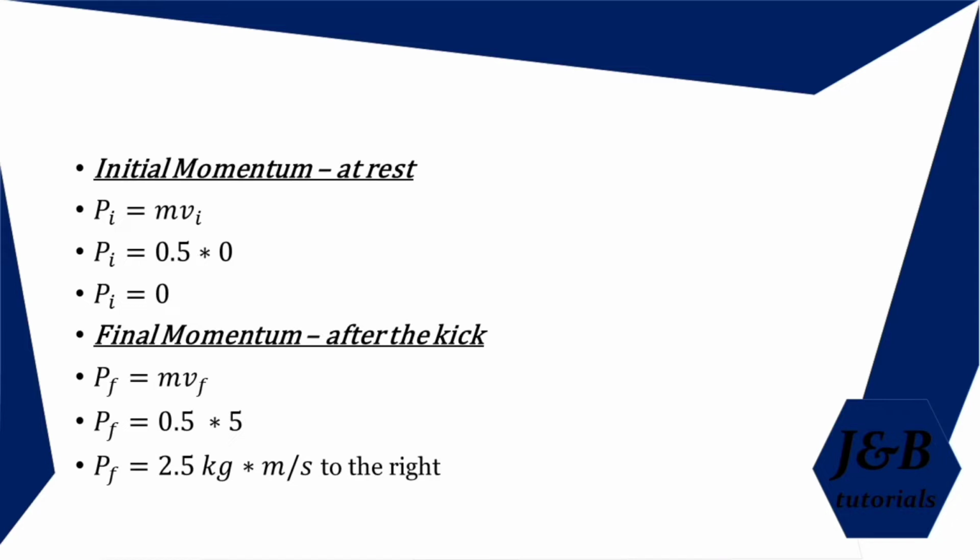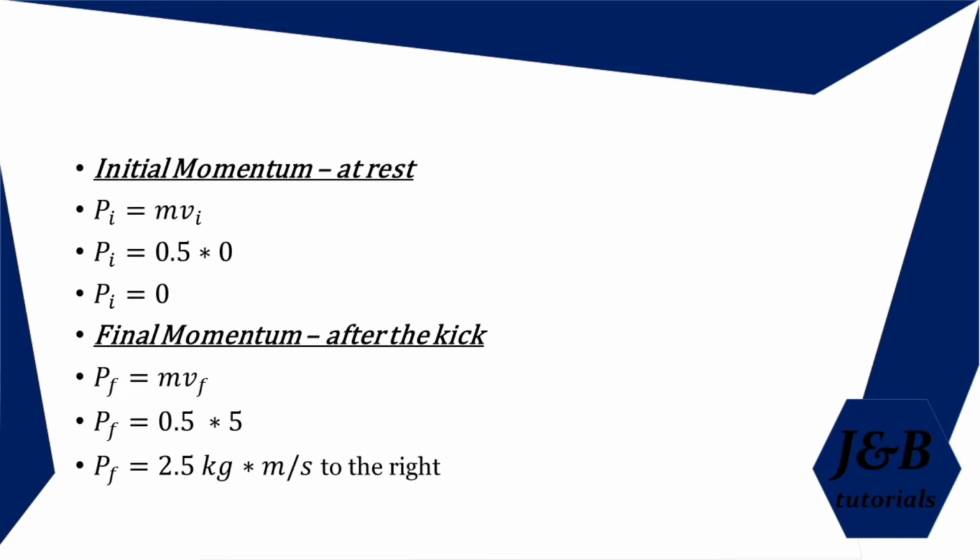And then we go on to the final momentum. After the kick, it moves away and then it has a certain momentum. We're going to say it's P final, or P_f. This is the momentum when it's now moving away. So this is going to become 0.5 multiplied by 5, and this gives us 2.5 kg meters per second to the right. This is the momentum after it has been kicked.